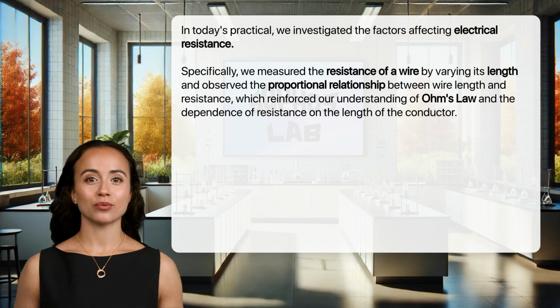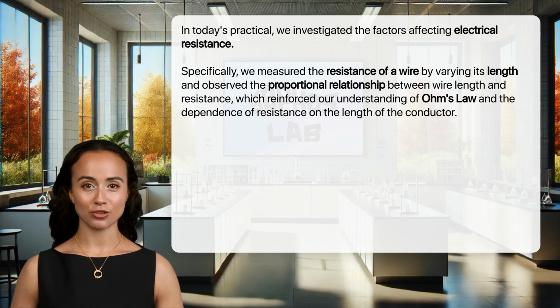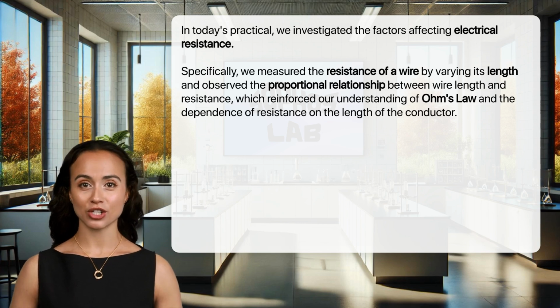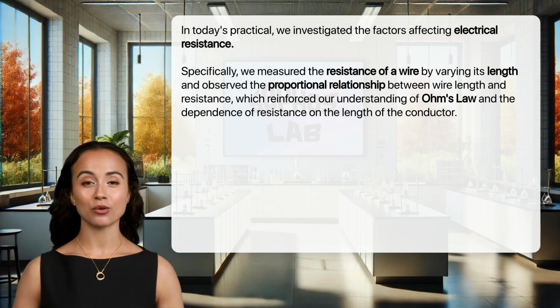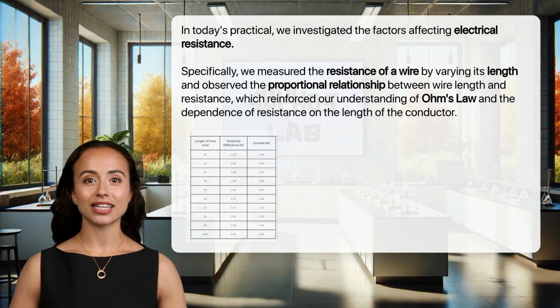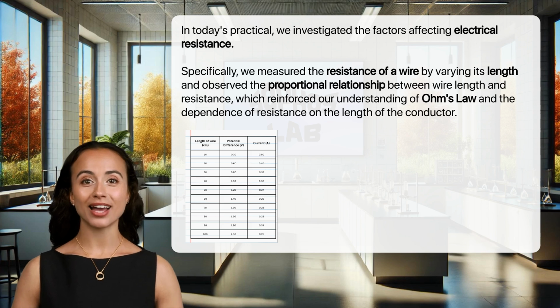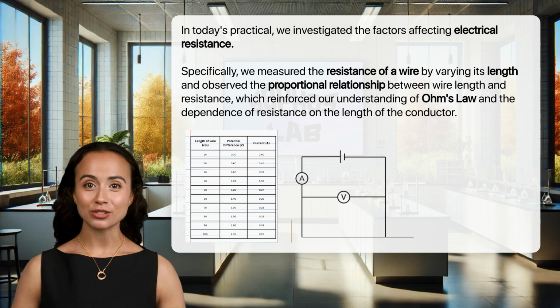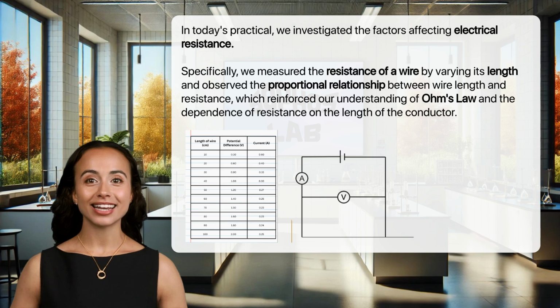In today's practical, we investigated the factors affecting electrical resistance. Specifically, we measured the resistance of a wire by varying its length and observed the proportional relationship between wire length and resistance, which reinforced our understanding of Ohm's law and the dependence of resistance on the length of the conductor. Moving forward, remember the critical role that accurate data collection plays in understanding the behavior of electrical components. Mastery of these practical techniques will aid in future experiments, such as those investigating more complex circuits or additional properties of materials.